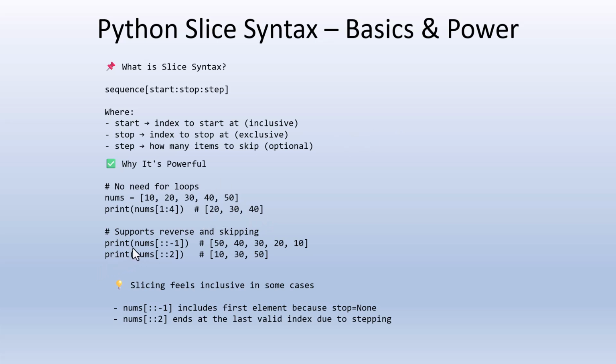And it supports reverse and skipping. So when you write nums[::-1], start and stop are not specified, and the step is -1. If it is a -1 step, then it starts from the reverse. So it starts from 50, then 40, then 30, then 20, then 10. Now it comes up to the 0th index because stop equals None.